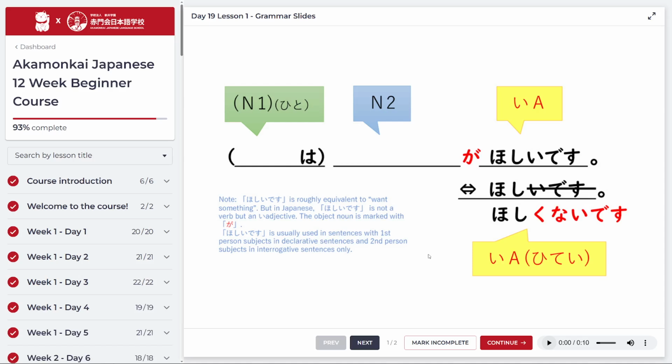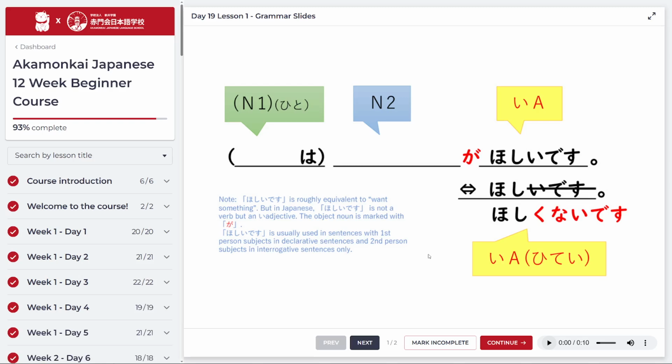Ah, there we go. Hoshi desu is roughly equivalent to want something. But in Japanese, hoshi desu is not a verb, but an e adjective. The object noun is marked with ga. Hoshi desu is usually used in declarative sentences with first person subjects and in interrogative sentences with second person subjects only.